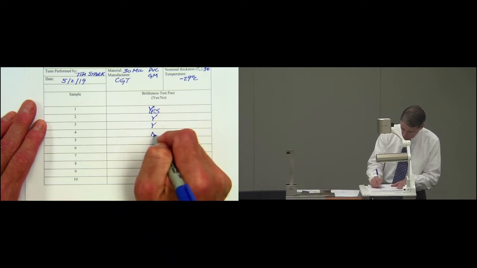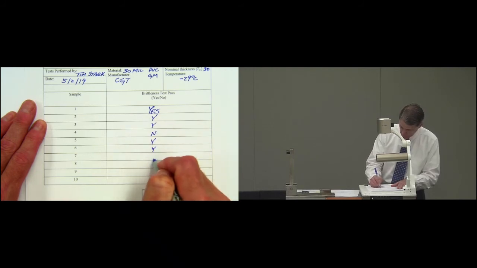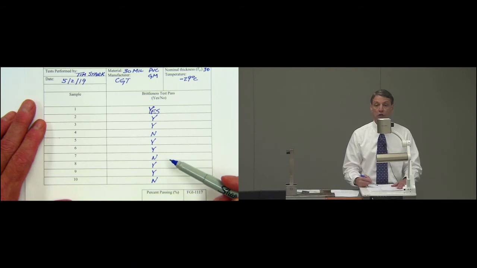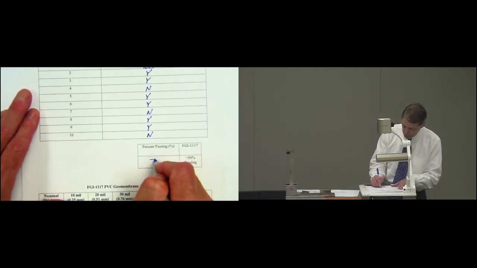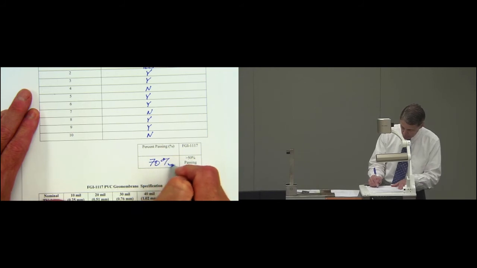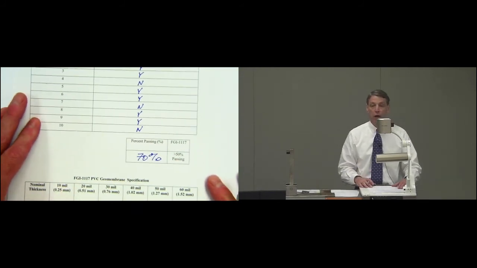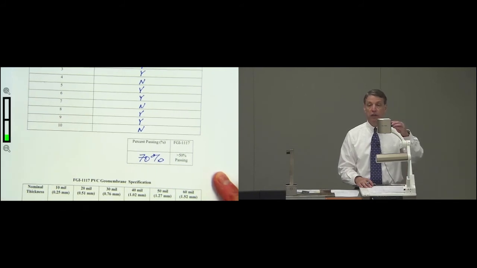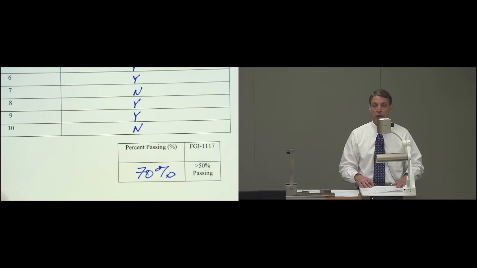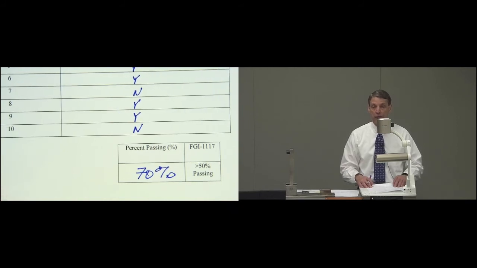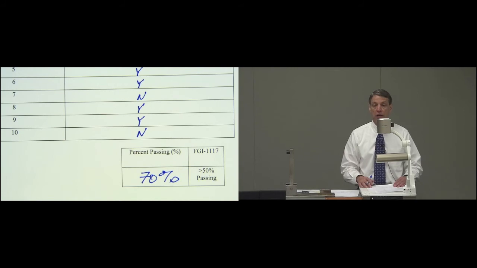Yes, yes, no, yes, yes, no, yes, yes, no. So I have 3 no's of 10 tests, so my percent passing would be 70%. What's required by the specification is greater than 50% passing. So this geomembrane would pass the low temperature impact test of ASTM D1790.